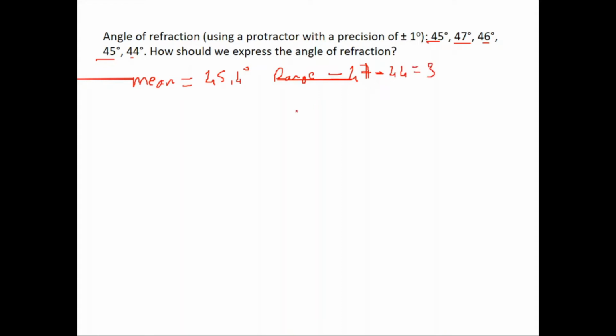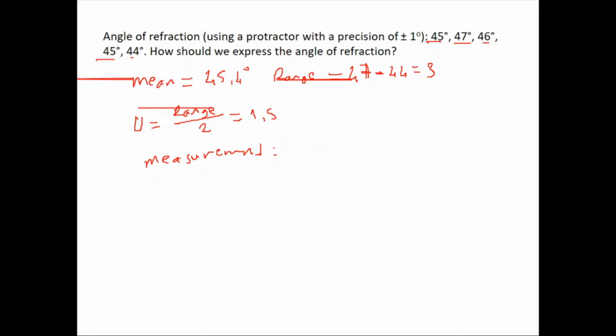Then how are we going to determine the uncertainty? Let me denote uncertainty with U. It is range divided by 2. So this is going to be equal to 1.5. Now how are we going to express our measurement? Our measurement will be the average plus minus the uncertainty. Here is the average, this is the mean.